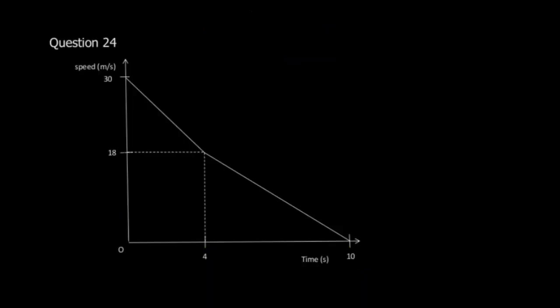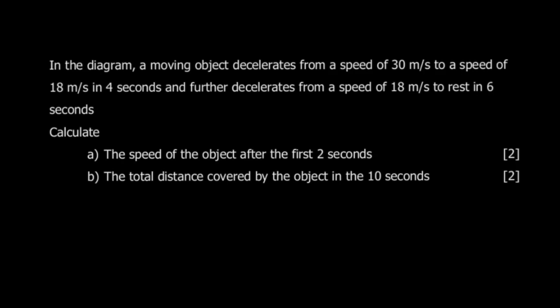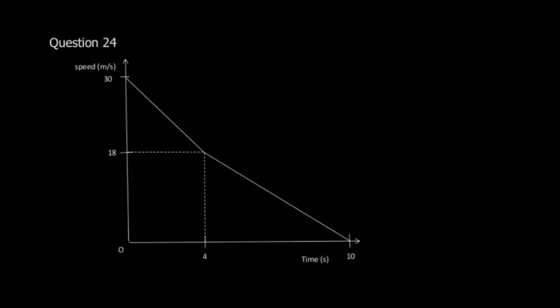Question 24, it's a travel graph. We have a travel graph. The diagram shows a moving object decelerating from 30 meters per second to a speed of 18 meters per second in 4 seconds, and then it further decelerates from 18 meters per second to rest in 6 seconds. Then it says calculate the speed of the object after 2 seconds.